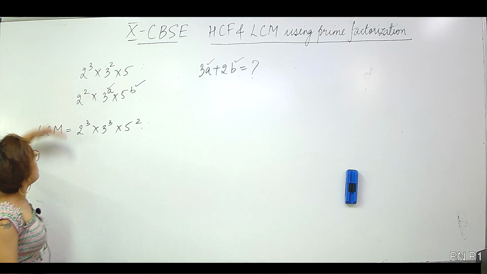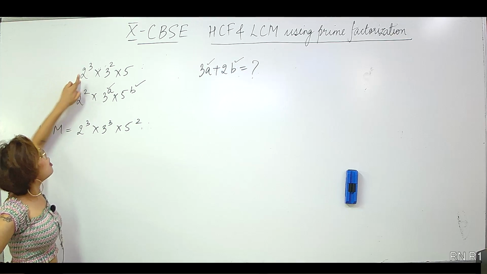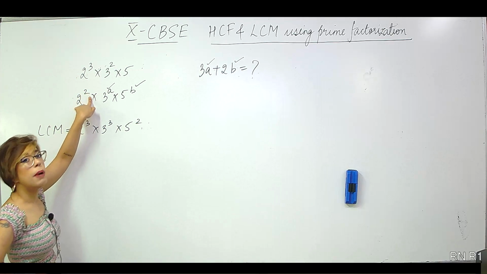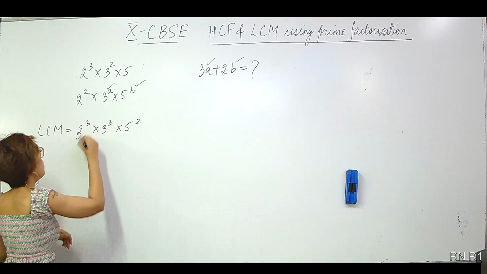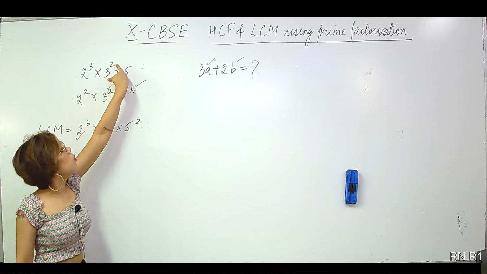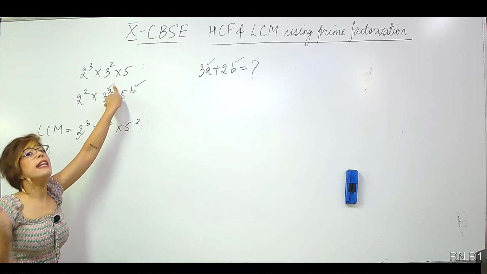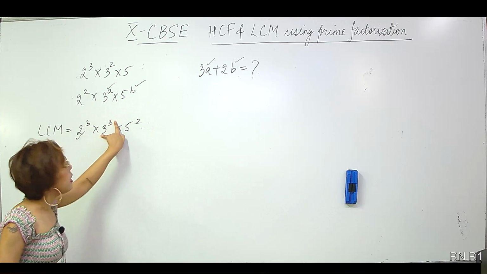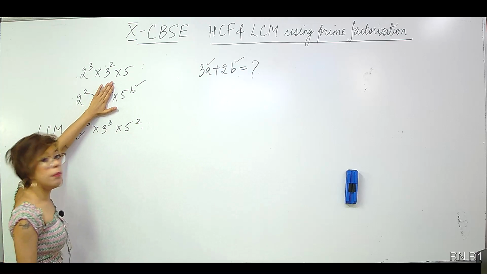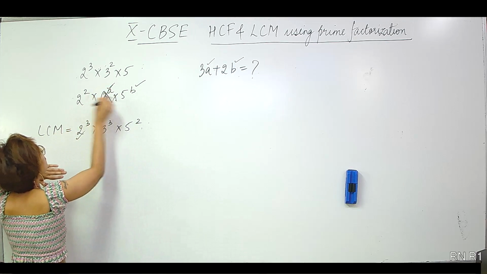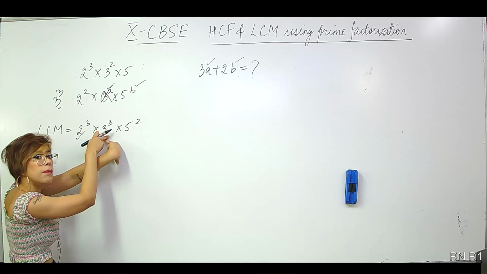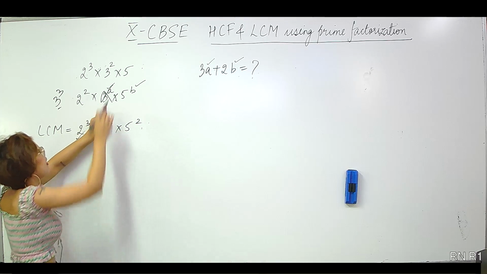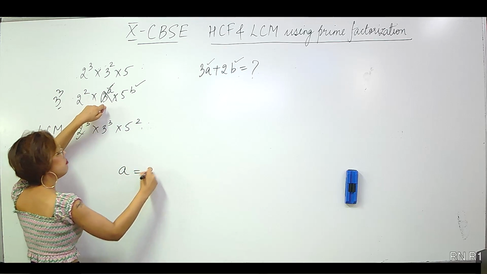Let's see. Two numbers are given, LCM is given. This has 2 raised to power 3, this has 2 raised to power 2. In LCM, I will have 2 raised to power 3, which is absolutely correct. Fine. Now, this has 3 raised to power 2, this has 3 raised to power A. But in LCM, I have 3 raised to power 3. That means this number has to be 3 raised to power 3, in order for the LCM to have 3 raised to power 3. Now, if this is 3 raised to power 3, that means A is 3.